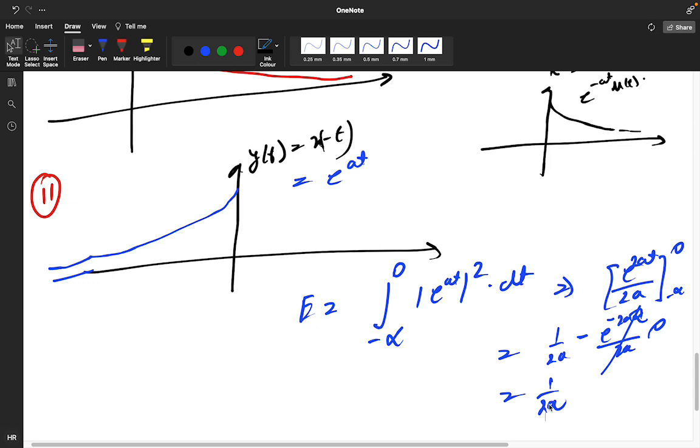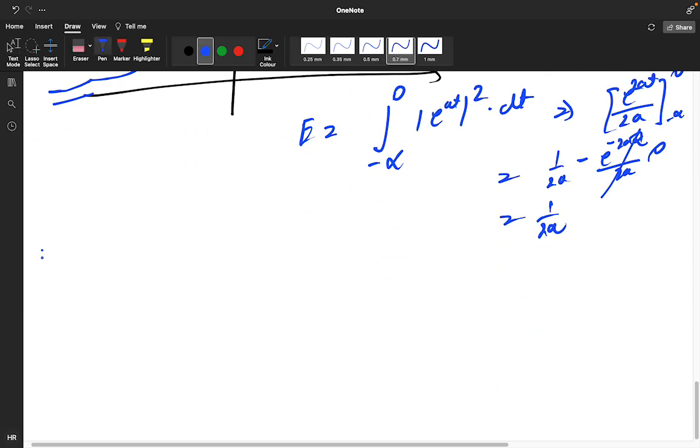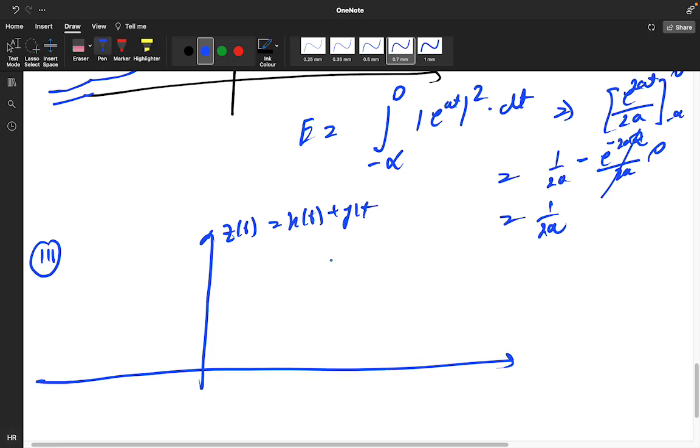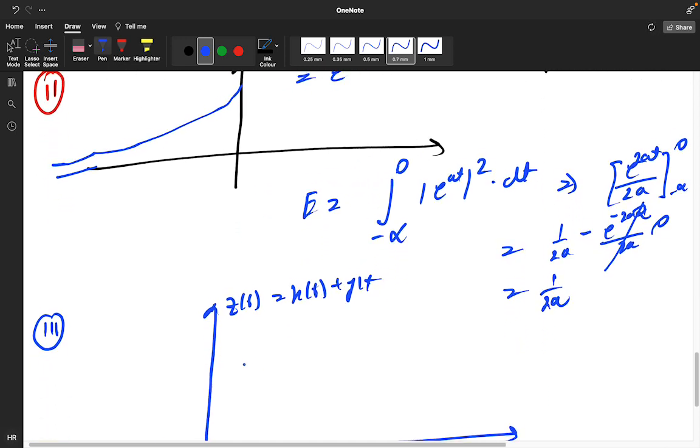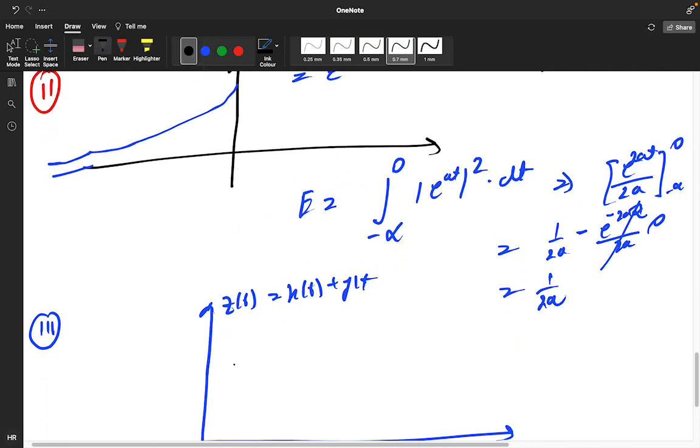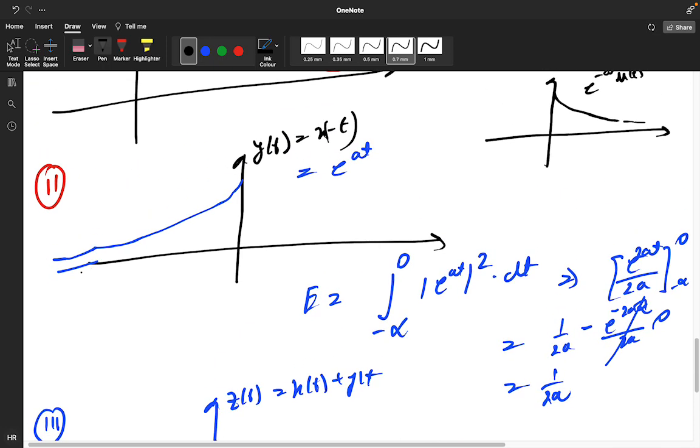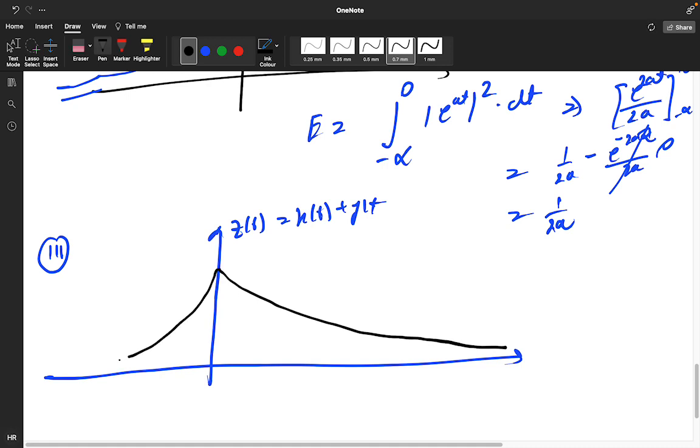Okay, now I am giving you one particular question. Question number 3: you need to find z of t, which is given as x of t plus y of t. What is the meaning of x of t plus y of t? This was my x of t curve, and this will be my y of t curve.